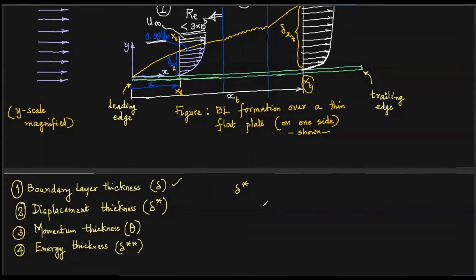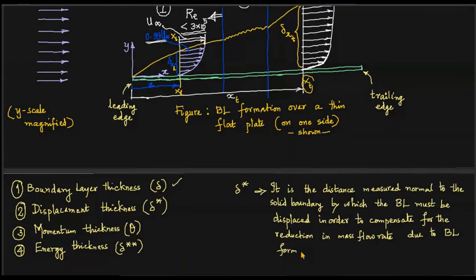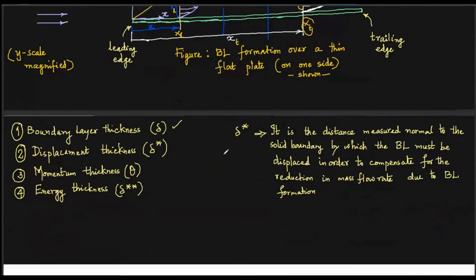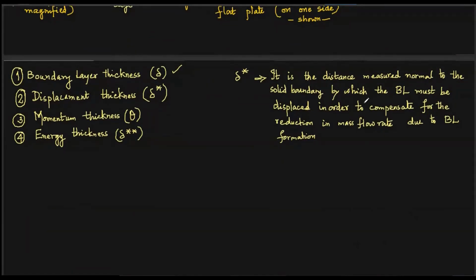So delta star is essentially a parameter that is introduced in the boundary layer theory in order to represent the reduction in mass flow rate due to boundary layer formation. See, this is a technical definition given to displacement thickness. So displacement thickness delta star means it is the distance measured normal to the solid boundary by which the boundary layer must be displaced in order to compensate for the reduction. Reduction means loss. Reduction in mass flow rate due to boundary layer formation.